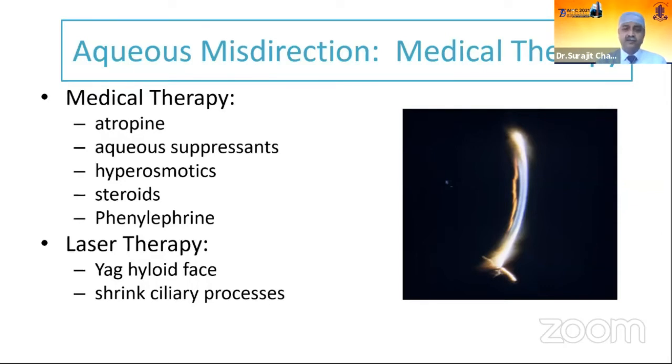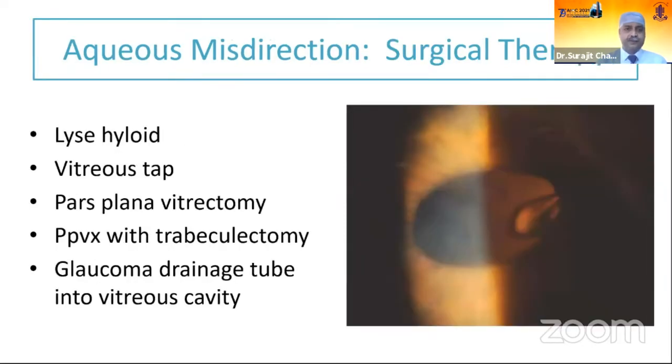Laser therapy may be with YAG hyaloidotomy, that is, rupturing the anterior hyaloid face with a YAG laser to create a communication between the posterior segment and anterior segment, and shrinking the ciliary processes with argon laser may be of some help to break the adhesion with the ciliary processes. Surgical therapy can be required to lyse the hyaloid, and pars plana vitrectomy, or pars plana vitrectomy with trabeculectomy or drainage tube, may be required very rarely.